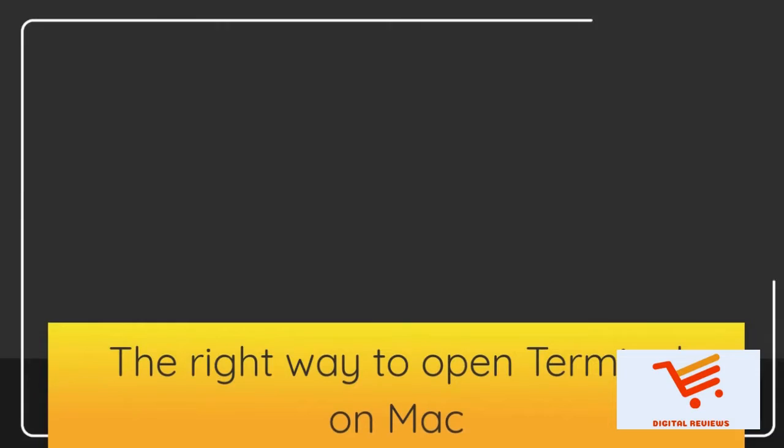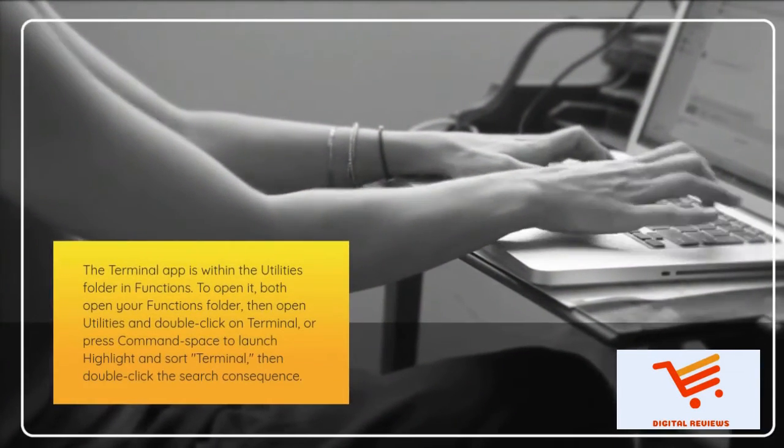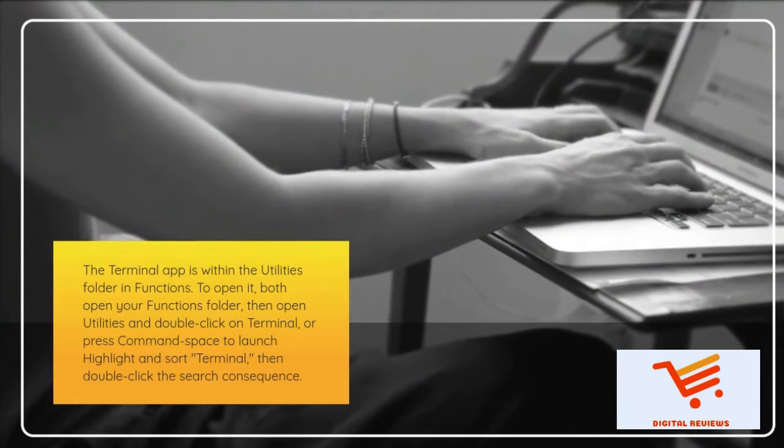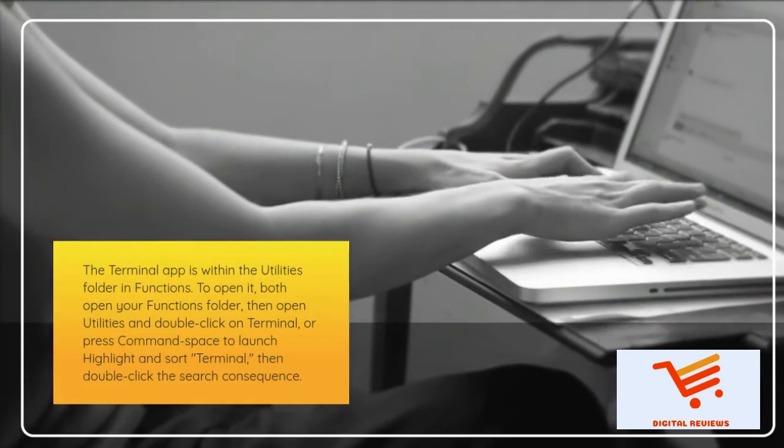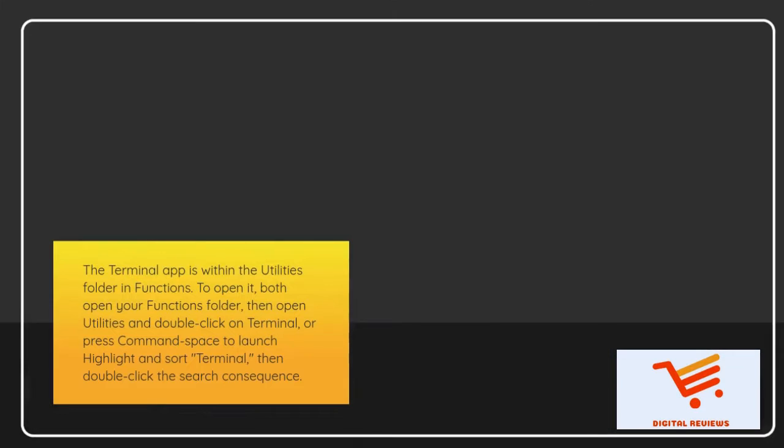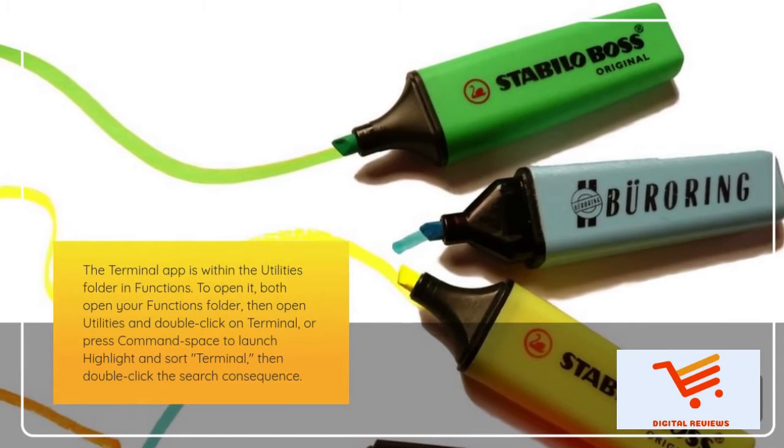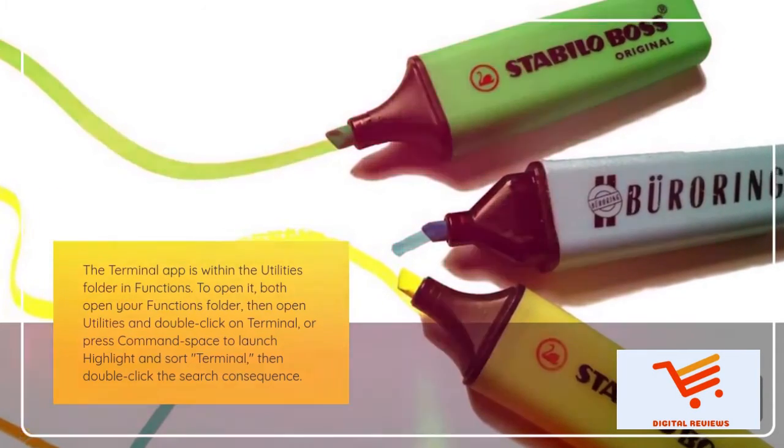How to open Terminal on Mac. The Terminal app is in the Utilities folder in Applications. To open it, either open your Applications folder, then open Utilities and double-click on Terminal, or press Command-Space to launch Spotlight, highlight and type Terminal, then double-click the search result.